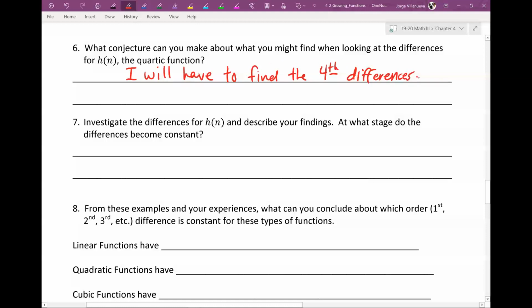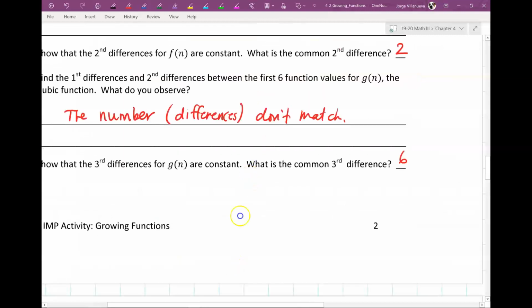And right now they're going to want us to show that, okay? Because 7 says, investigate the differences and describe your findings. At what stage do the differences become constant, okay? I'm going to put right now, 4th stage. But let's go do the work, okay? So for number 7, we're going to put 4th stage, because that's when it's going to happen. We already know that. But let's go back and write down all the information.